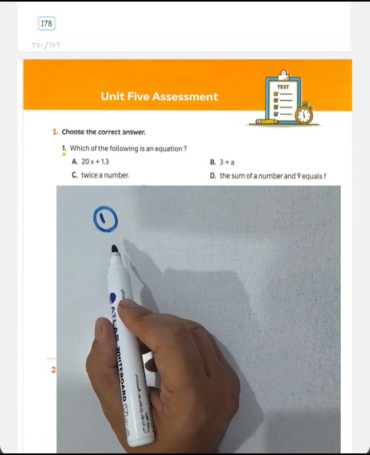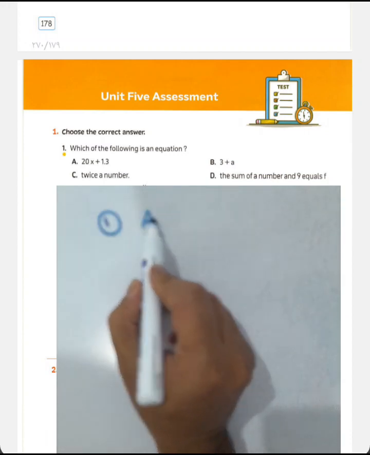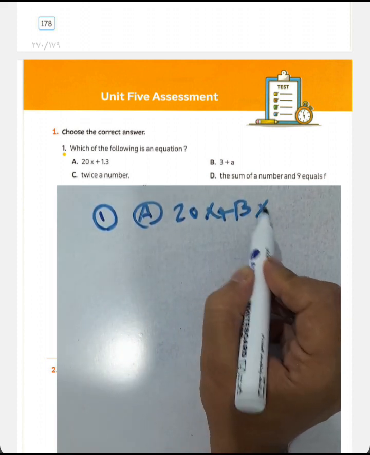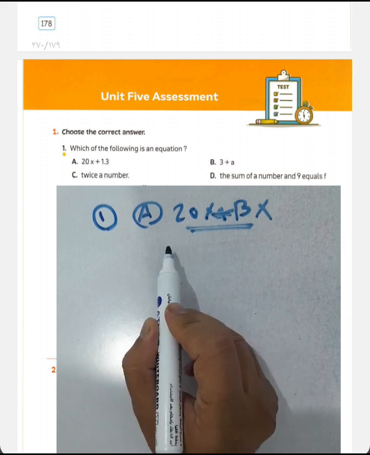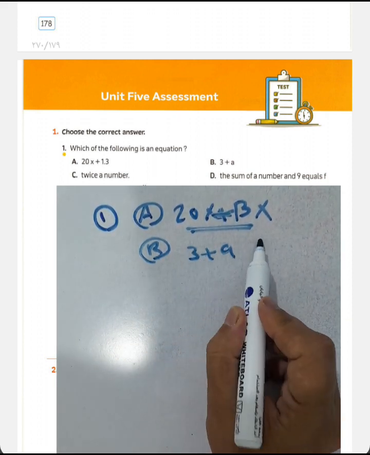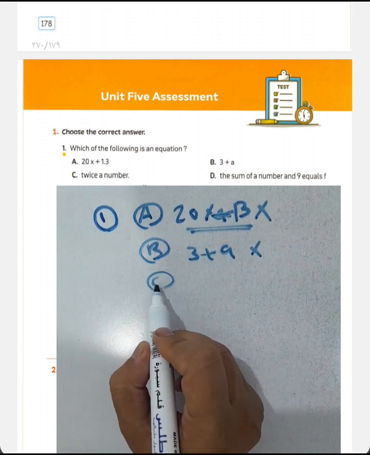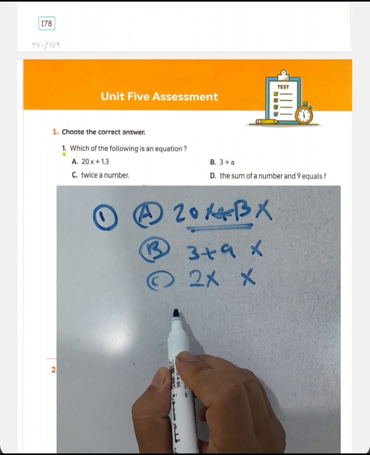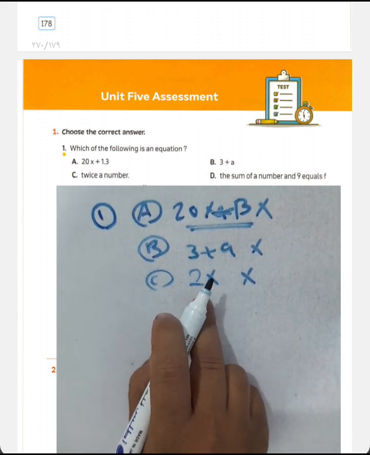Question number 1. Which of the following is an equation? He gave us letter A, 20x plus 13. It's not an equation, we call that an expression. Okay, letter B, we have 3 plus A. We have an expression here. Letter C, twice a number, such that 2x. It will be false. It's an expression term. We have a term here.